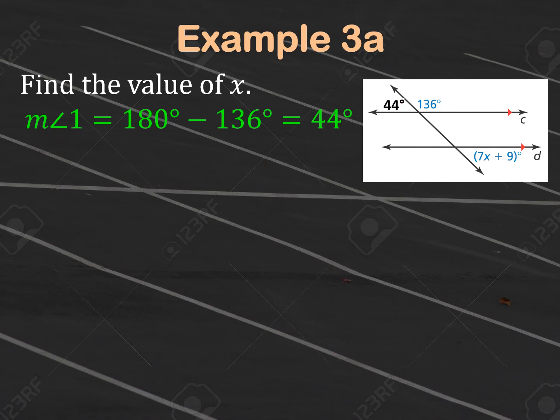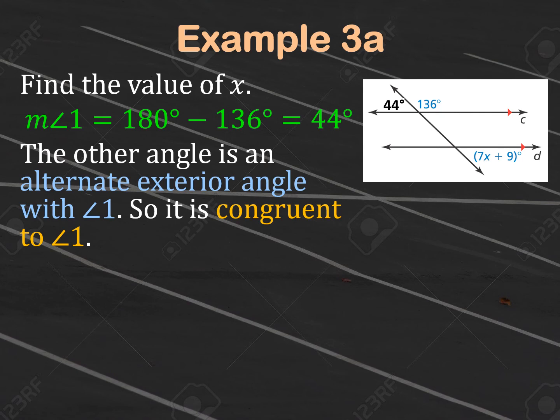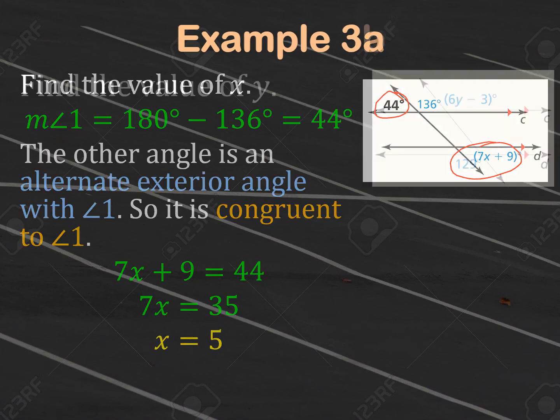Now you might wonder, well, how is that 44 degree angle and that 7x plus 9 angle related? Well, they are alternate exterior angles. So remember, alternate exterior angles when you have a transversal intersecting two parallel lines are congruent. So you would basically make 44 equal to the 7x plus 9, and you'll solve for x. So 7x plus 9 equals 44. You'll subtract 9 from both sides, and you end up with 7x equals 35. Divide both sides by 7, and you see that x is equal to 5.